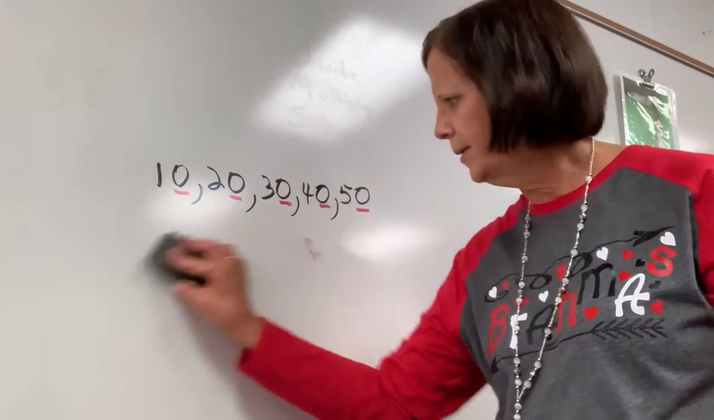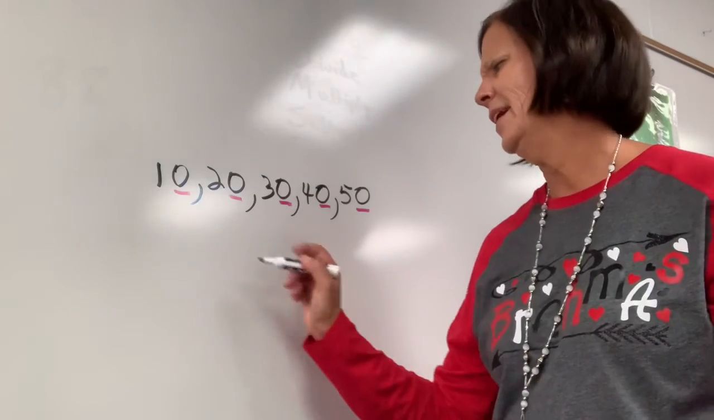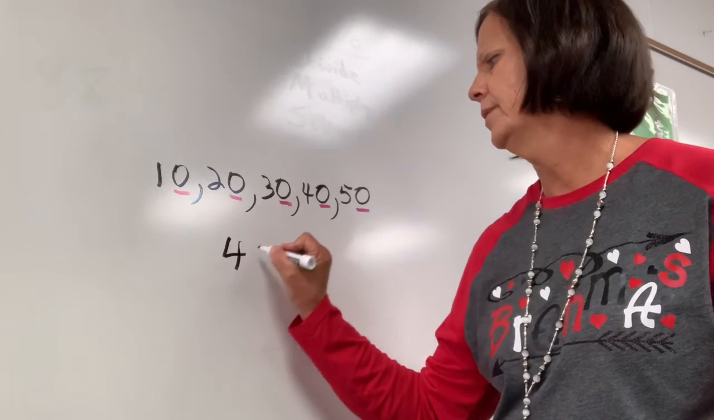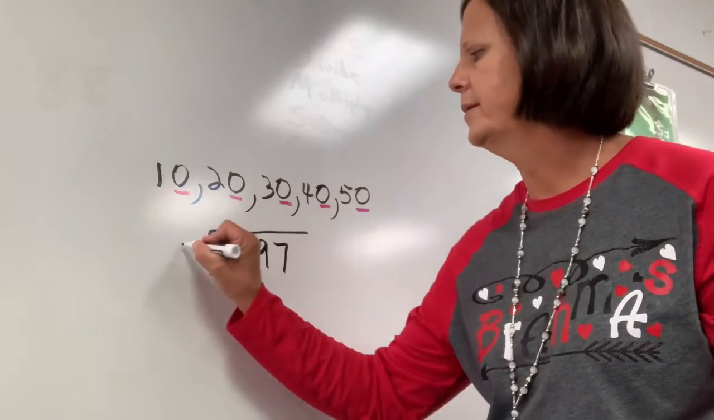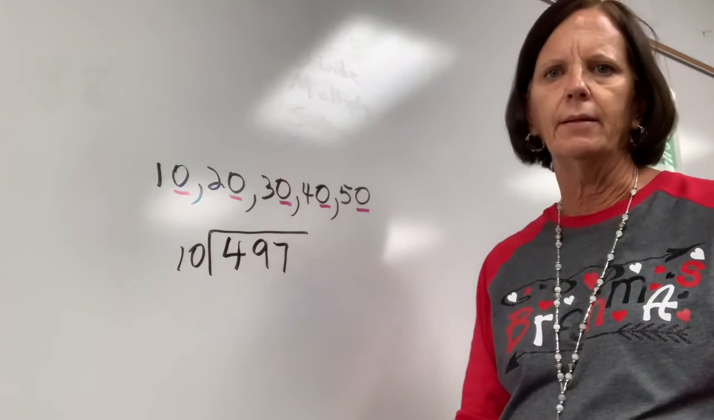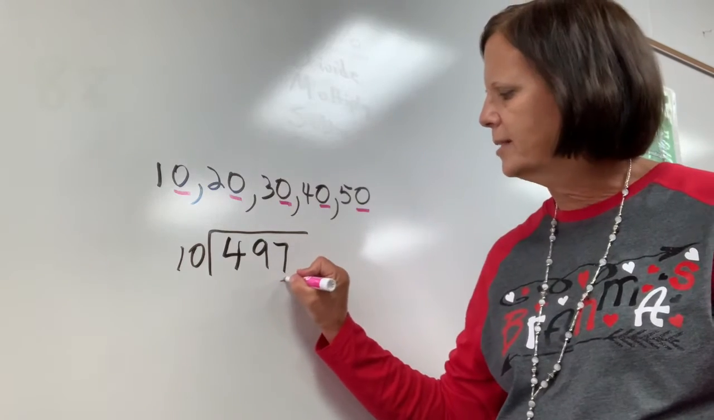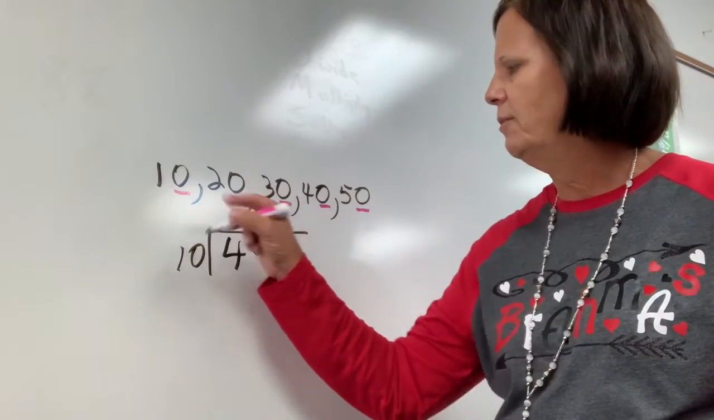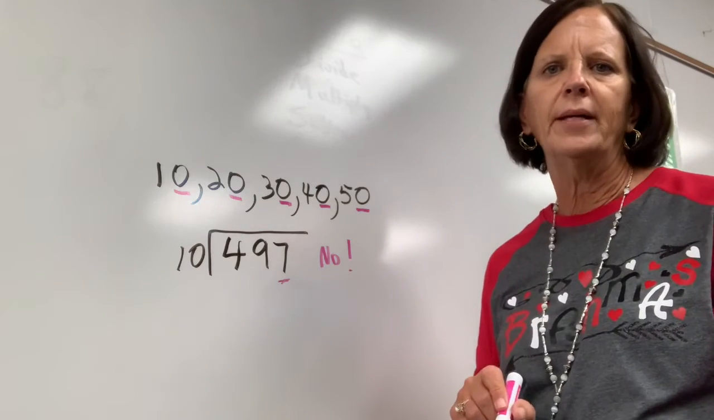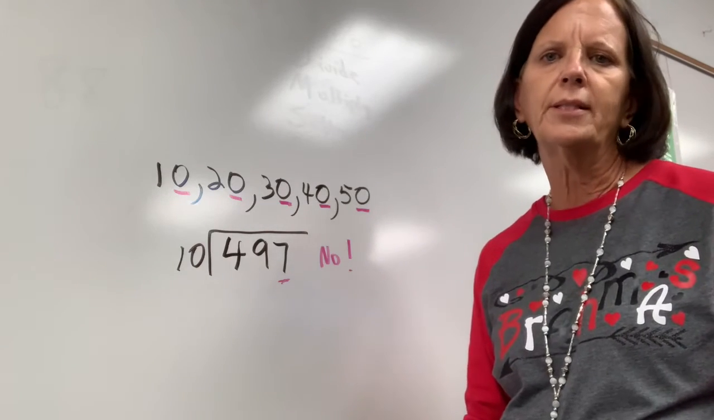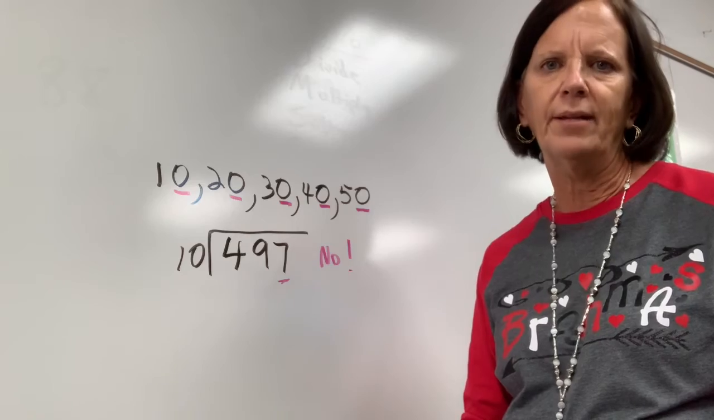Let's try another one. What if I gave you 497? And I wanted to know, is that divisible by 10? You just look in the one spot. There's not a 0 there, so you're going to tell me no, it is not divisible by 10, and that really just means, oh, I would have a remainder.